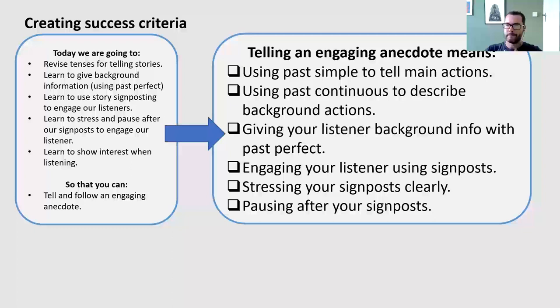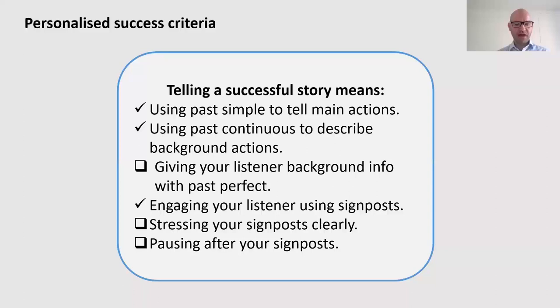Yeah. So what we kind of want here is the students to pick the ones that they really, really want to work on themselves, allowing for this personalized criteria. Okay. So maybe for our students, they're like, yeah, I need to work on using past simple to tell main actions, because at the moment I'm using past simple for everything. So this is where I think it's always really good to return to activities and maybe get them to use success criteria to upgrade an activity.